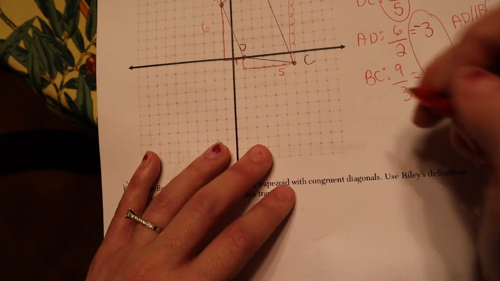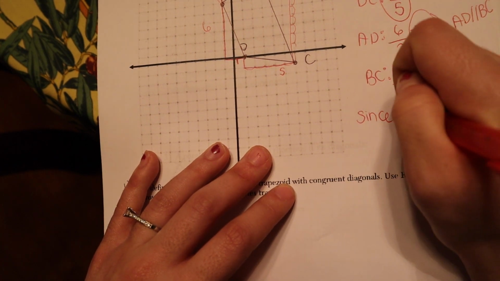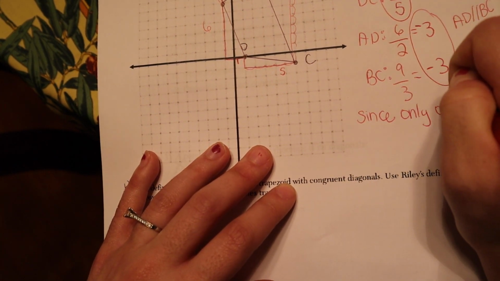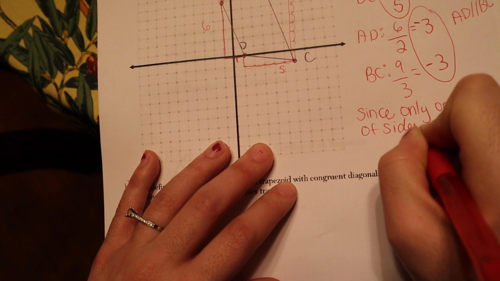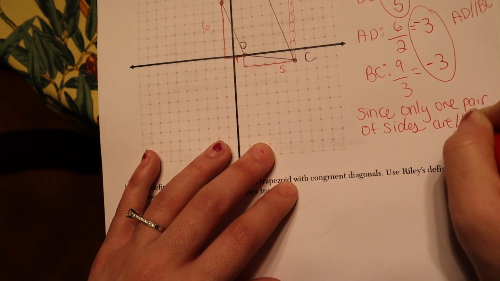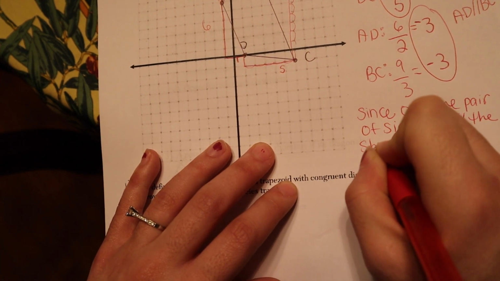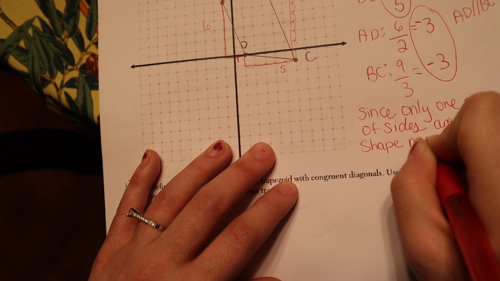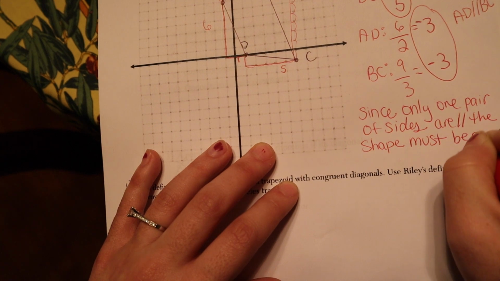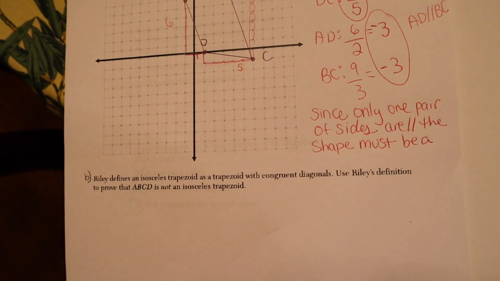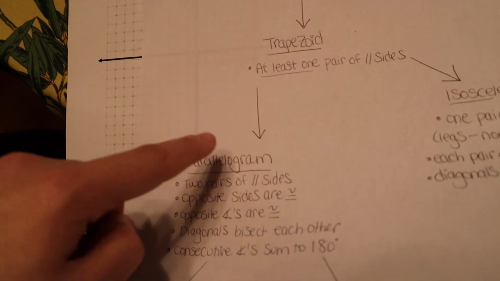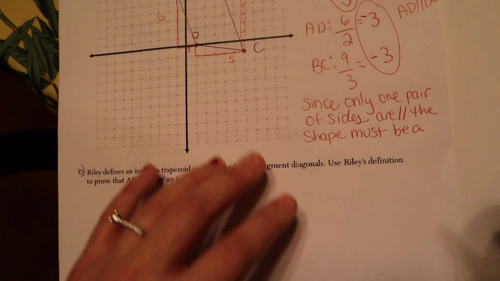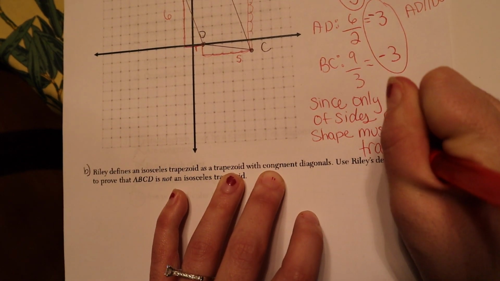So I'm going to say, since only one pair of sides are parallel, the shape must be a what? Which shape has only one pair? This is none. This is at least one. This is 2. So it must be a trapezoid.